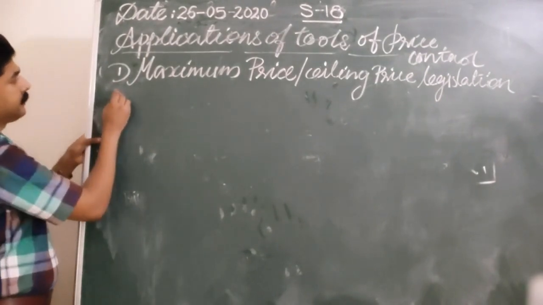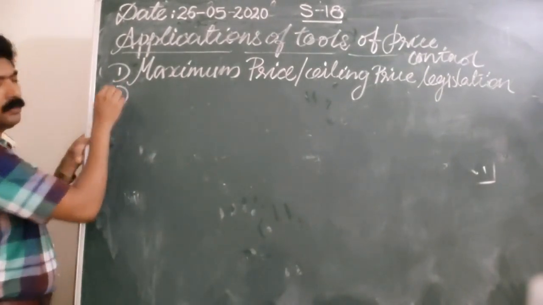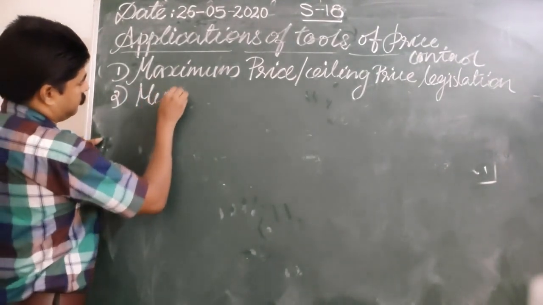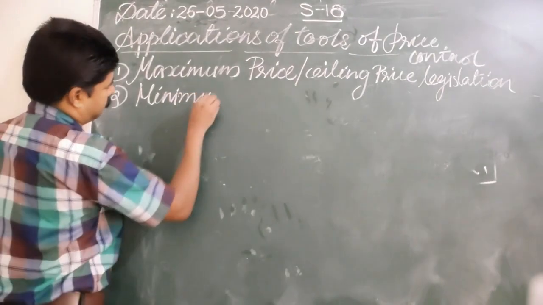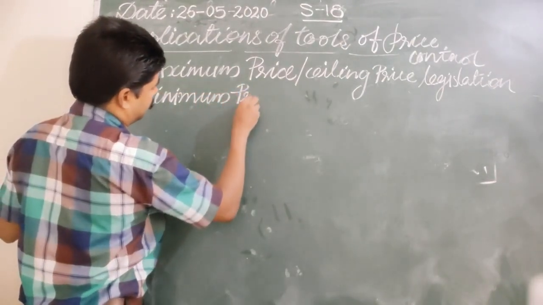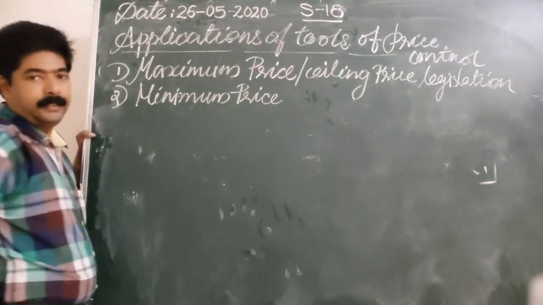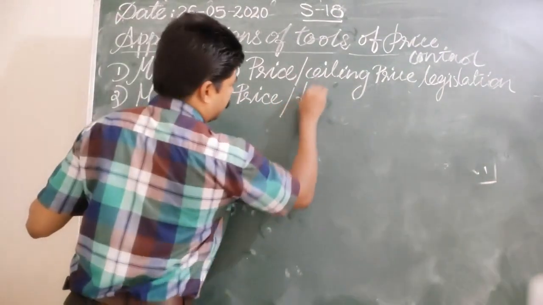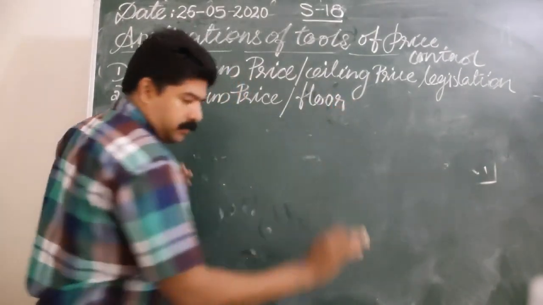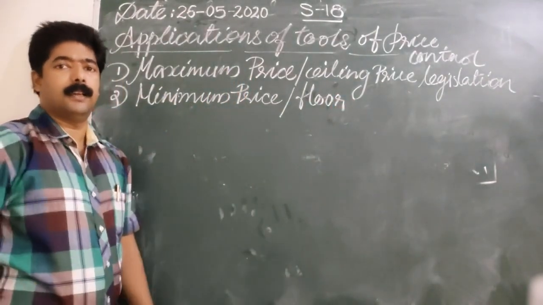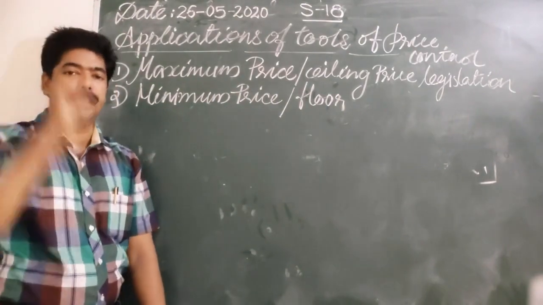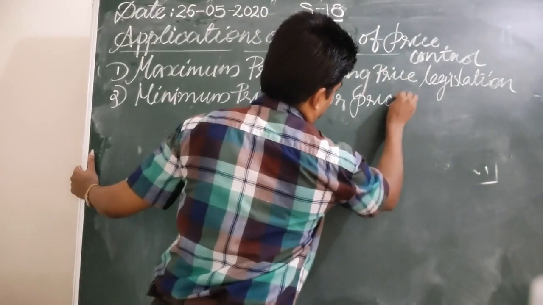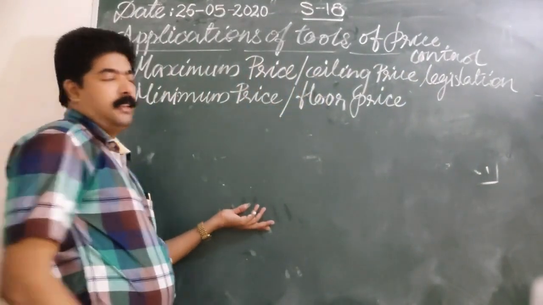And the second one you can write is minimum price, also known as floor price. One is floor, another is ceiling. Floor price legislation.